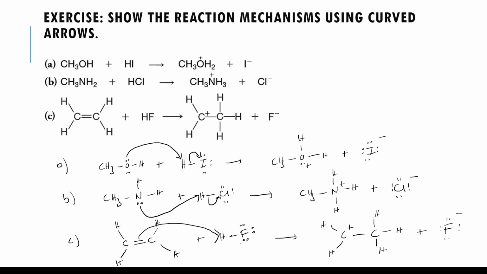And then fluorine should have 4 electron pairs as lone pairs. So the bond between hydrogen and fluorine should be broken, and we are showing that with a curved arrow starting from the bonding electrons and going onto the fluorine atom. So this is the reaction mechanism.